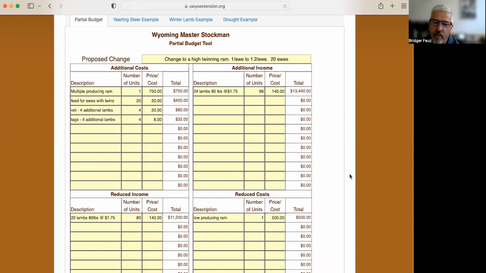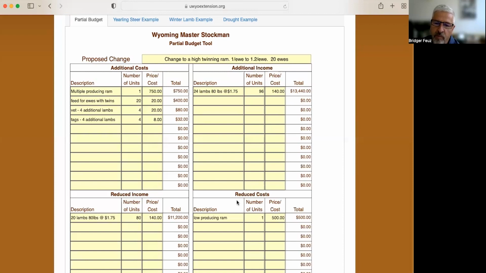So when you're thinking about a change, the first thing you want to think about is, what additional costs might I incur by making this change? The next question is, what additional income will I receive by making this change? The next question is, what income may be reduced or lost if I make this change? And the last question is, what costs might I reduce or eliminate if I make this change?